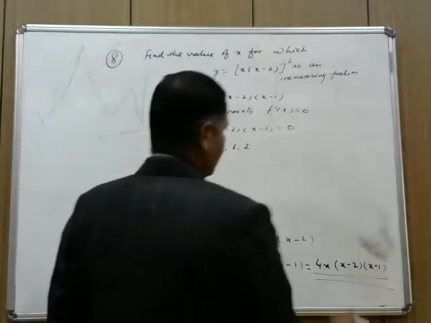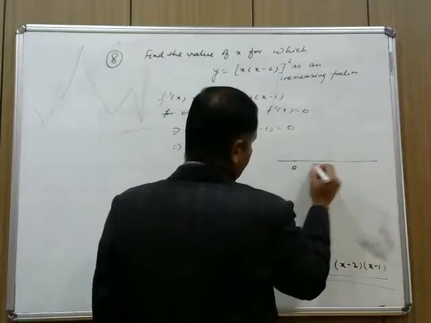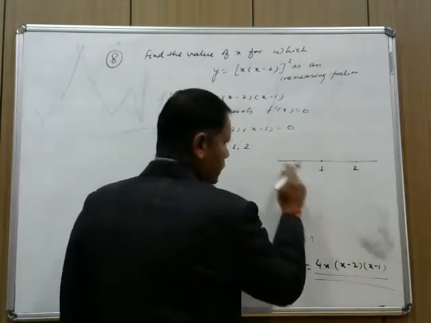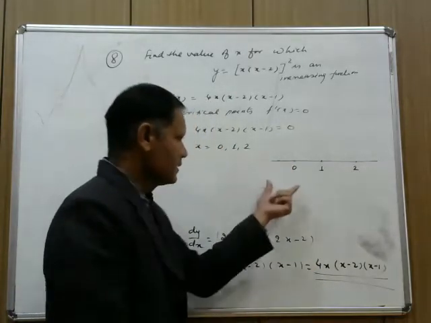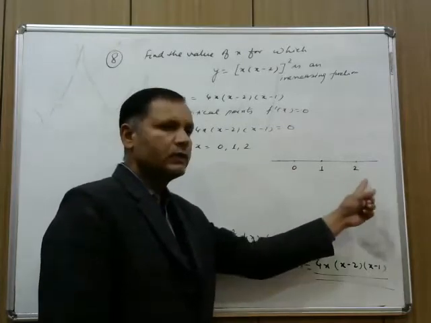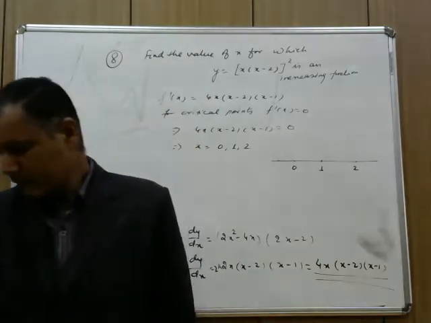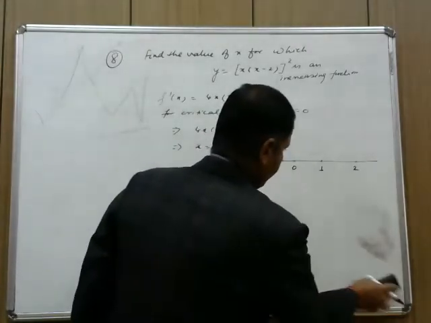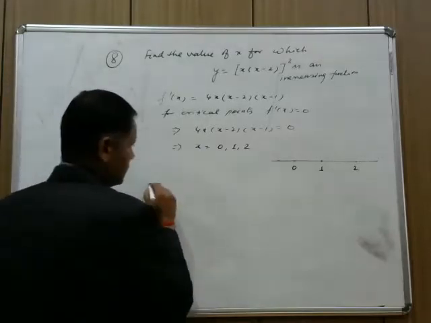And now if I write this on the number line, 0, 1 and 2, there are 1, 2, 3 and 4 disjoint sets. This interval is from minus infinity to 0, then from 0 to 1, 1 to 2 and 2 to infinity. Right? That means for each and every interval we will check the value. We will make the table.